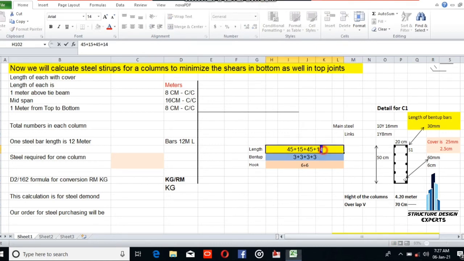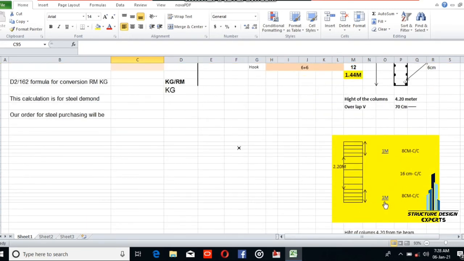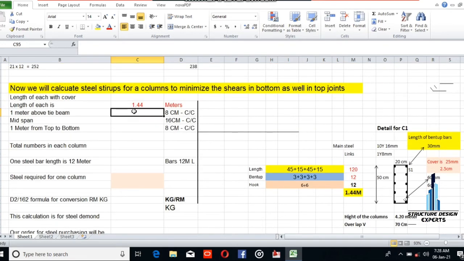Now we calculate all this. It is 15 centimeter; mistakenly we wrote 14. So it is 120 centimeter, plus 12 and 12. The total cutting length of one steel bar is 1.44 meters. So the length of each stirrup is 1.44 meters. For the 1 meter above the tie beam, the center to center distance of the stirrups is 8 centimeter. So 1 divided by 0.08 is equal to 13 numbers.